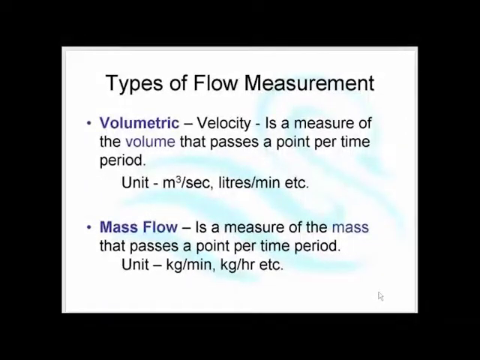There's two types of flow measurement. There's volumetric flow measurement. This is where we're measuring volumes. We're measuring liters per second or cubic meters per second or something per minute. And there's mass flow. Mass flow is where instead of measuring liters per minute, we're measuring kilograms per minute or kilograms per second or kilograms per hour.